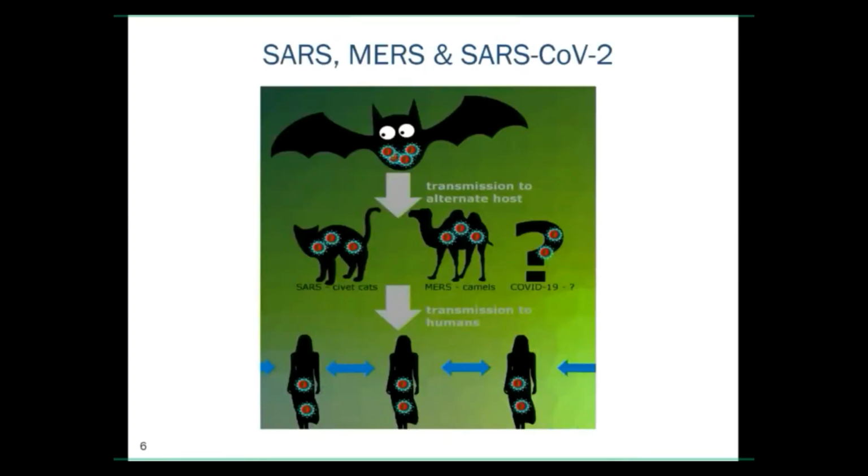So where did this virus come from? Both SARS, MERS, and CoV-2 appear to have originated from bats. SARS went through civet cats to humans. MERS was transmitted through camels to humans. The intermediate host in COVID-19, or SARS-CoV-2, has really not been determined.